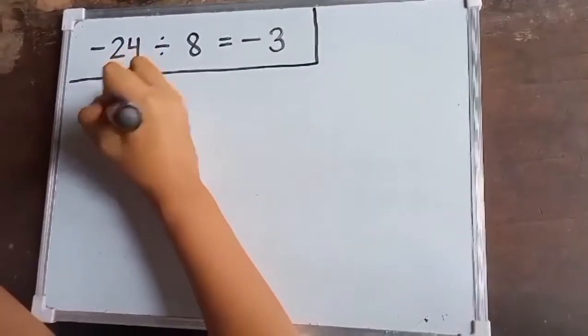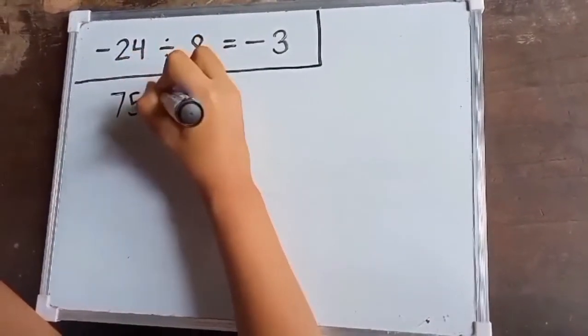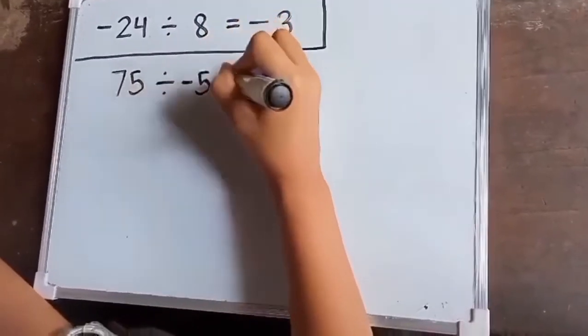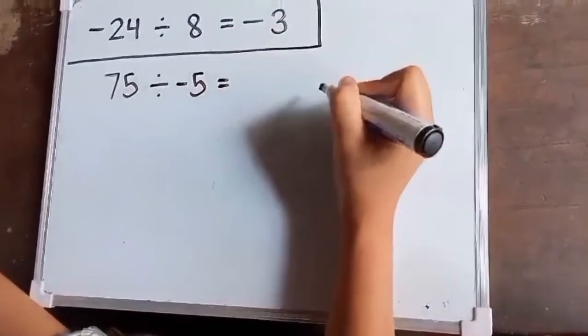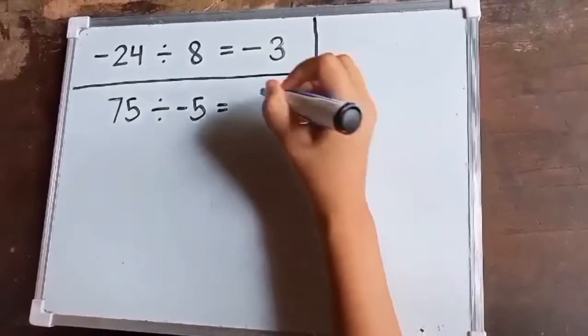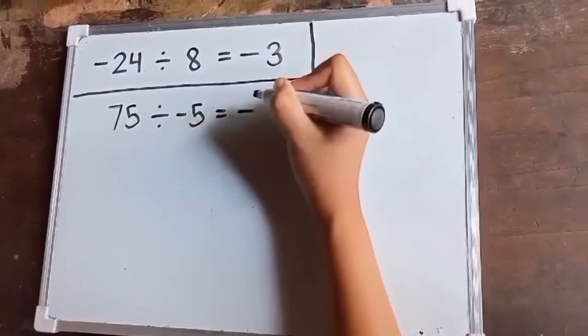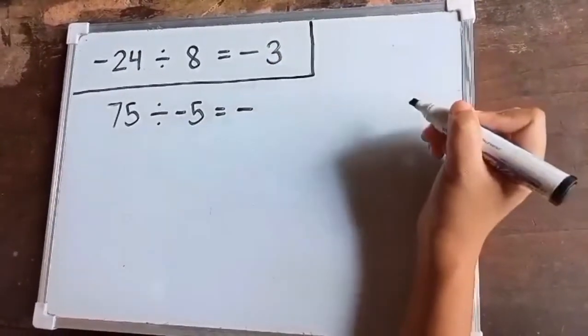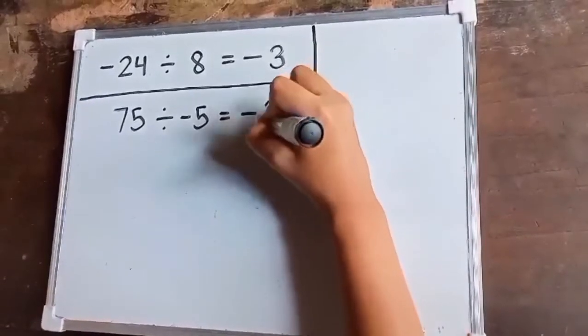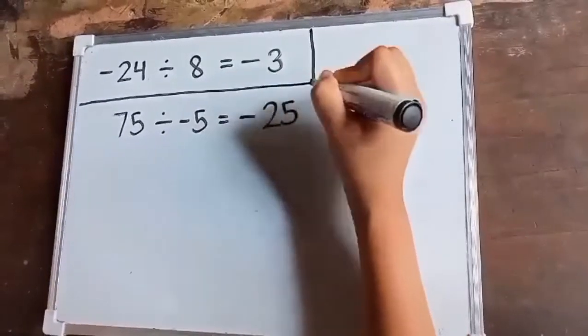Now the second example for dividing integers, we have 75 divided by negative 5. Now we have positive divided by negative. So 75 divided by 5 is equal to 15. So the answer is negative 15.